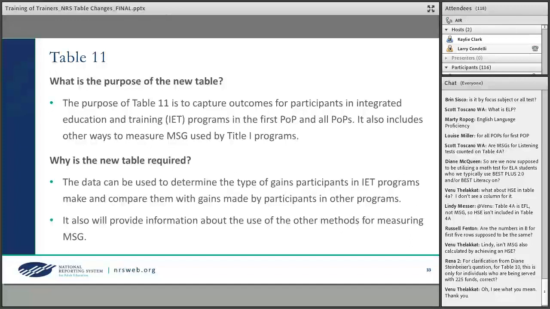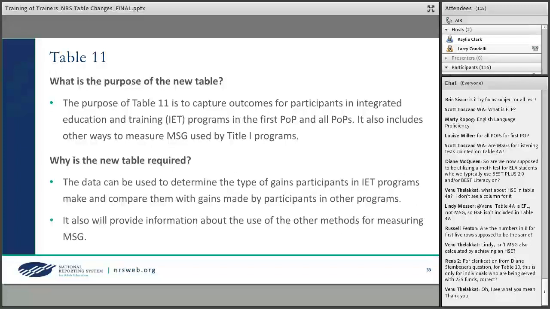Yes, Table 4A is for all POPs. It's just all the MSGs that a participant gets in all ways. We just wanted a big picture look at that. Scott asked, is a listening test counted in 4A? Yes, that would be under an ELP test.